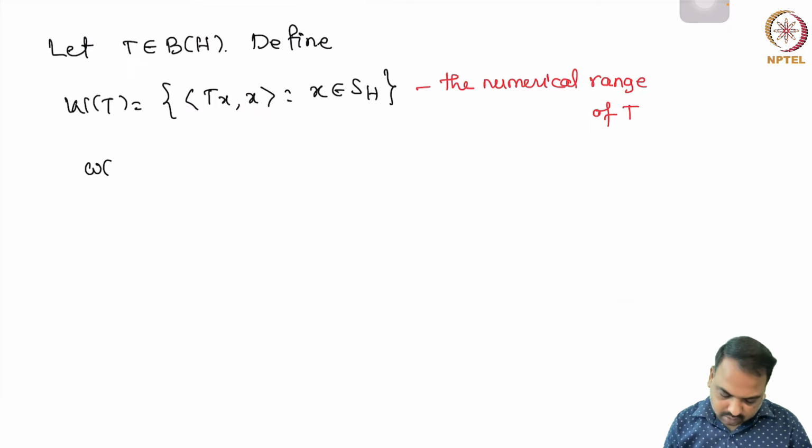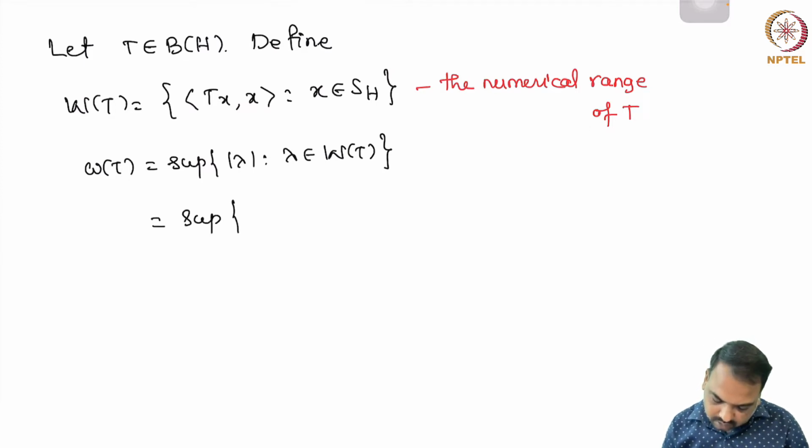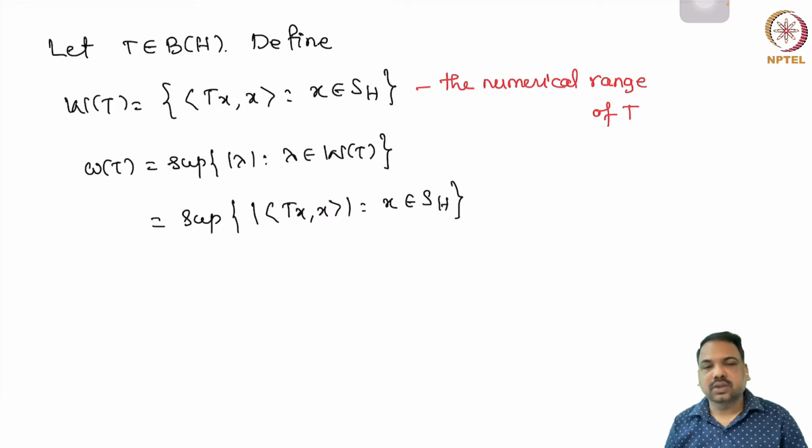And omega T is the supremum of mod lambda, where lambda is in the numerical range, and this can be expressed as the supremum of the modulus of the inner product of Tx with x, where x is coming from the unit sphere. So this quantity is known as the numerical radius of T.